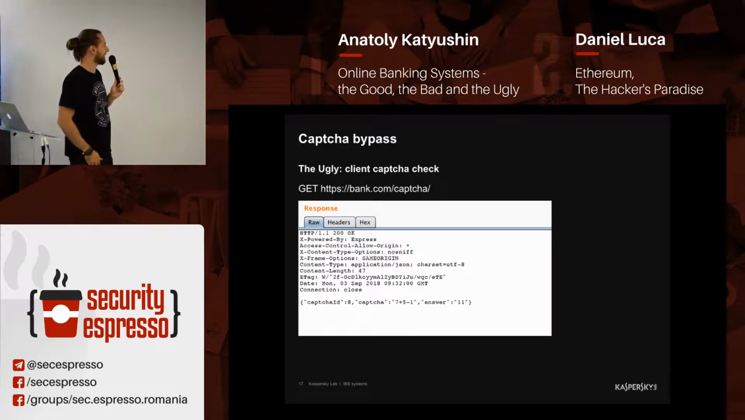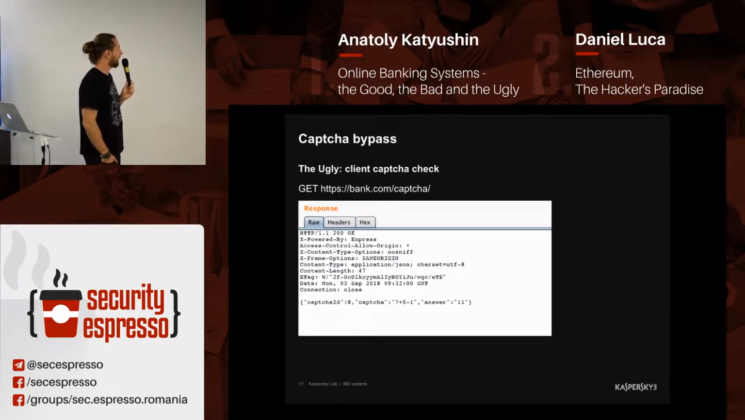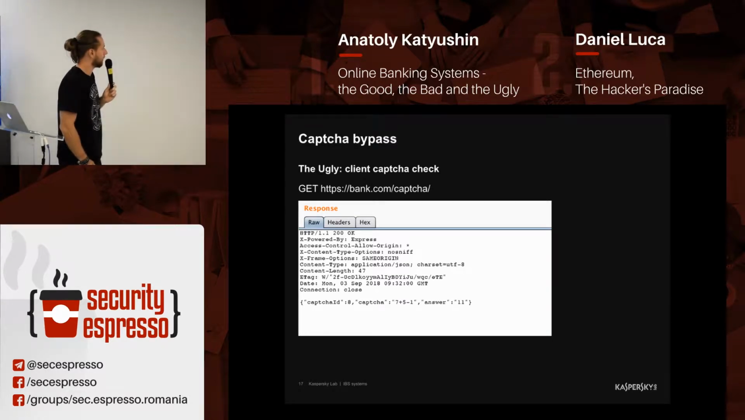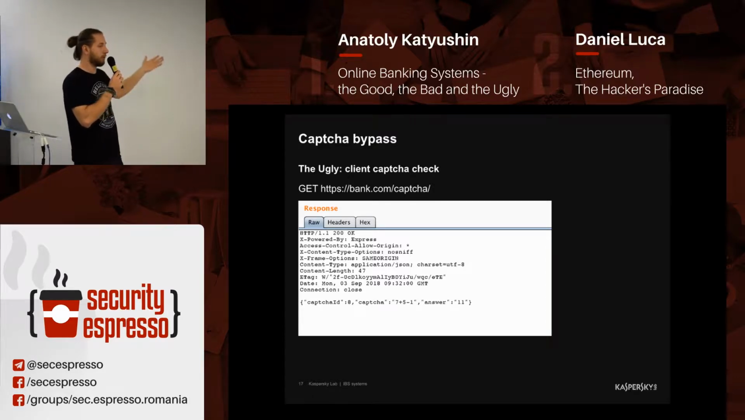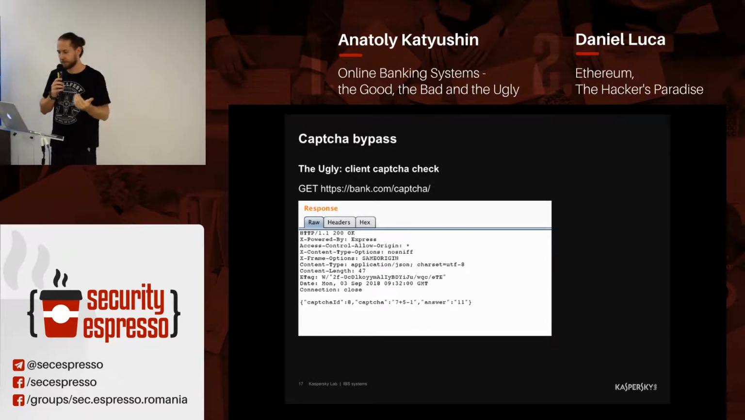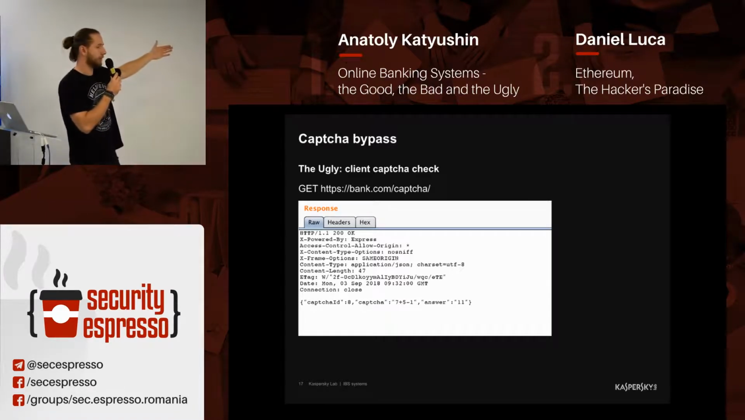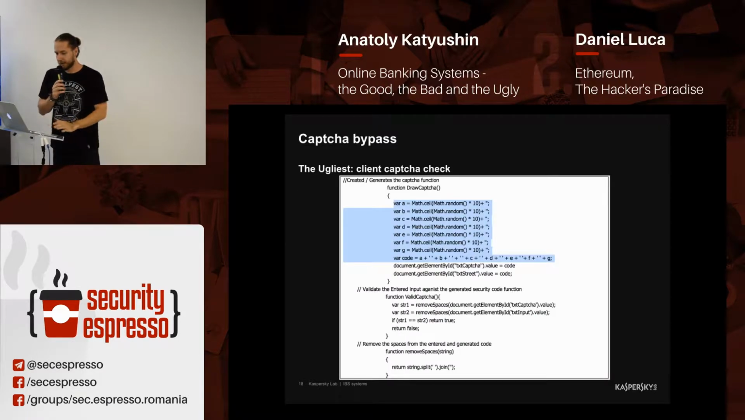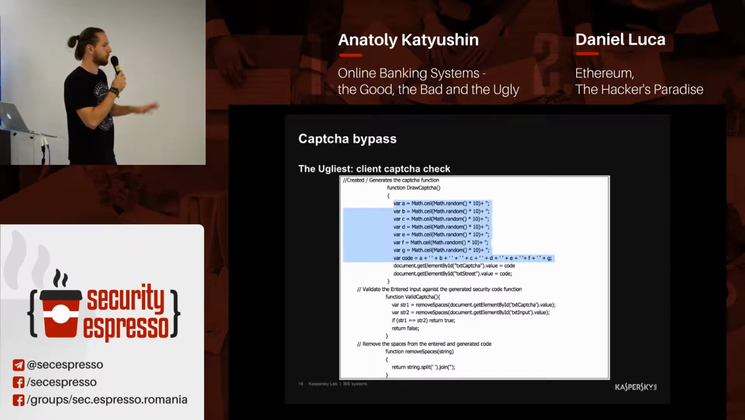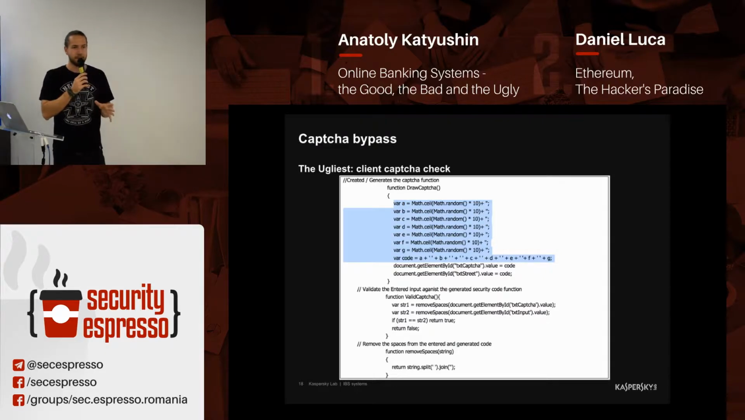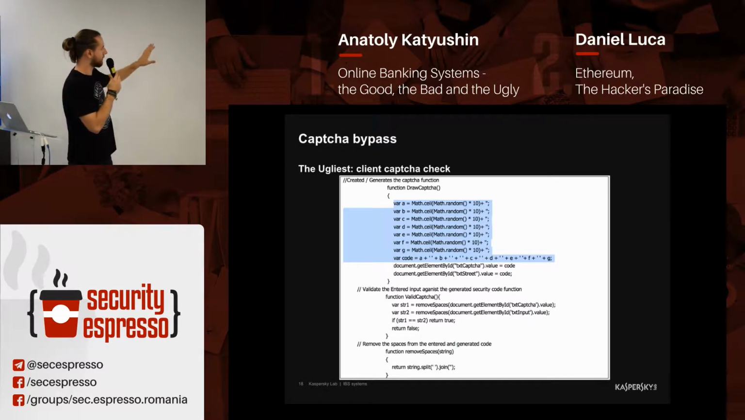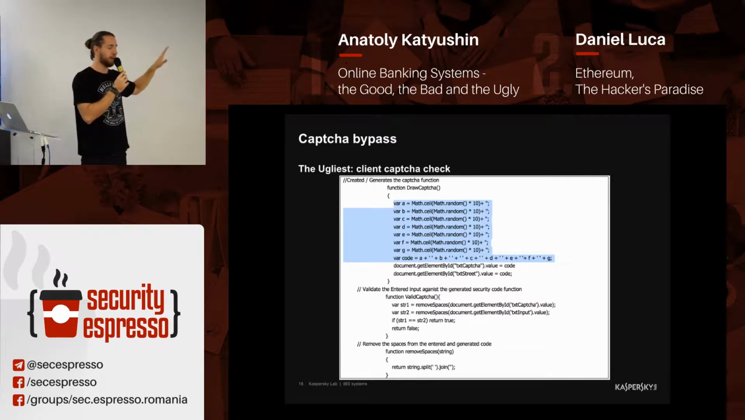And the ugly case: the first one is when the developer decided to send the CAPTCHA value to the client, and there is also something like CAPTCHA reuse because we have an ID of the CAPTCHA. But the other one was just generating the CAPTCHA on the client. If you look closer at this example, you'll understand that this guy earns money for every line of code. So we can't judge him.